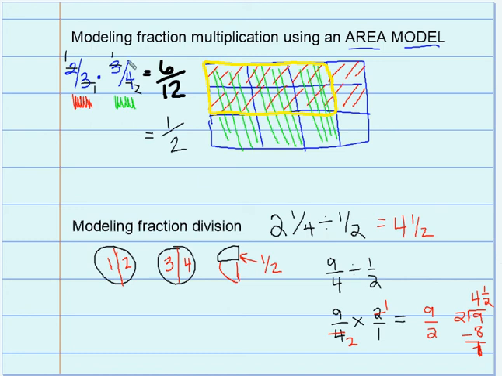Okay, so I hope you can understand how using the model helps you represent the multiplication and division in a way that you maybe weren't aware you could. So write down any questions you have or use the question link on the website, and I will see you in class.